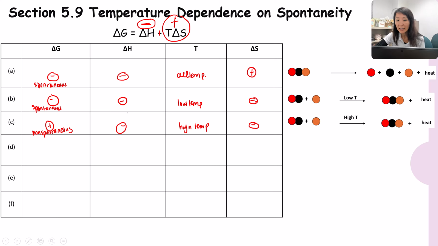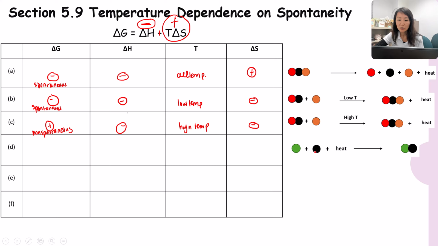When you have a negative entropy and a negative enthalpy, it really depends on the temperature if this reaction will go or not. Let's look at another scenario, and we'll do one together and then you do the rest too.